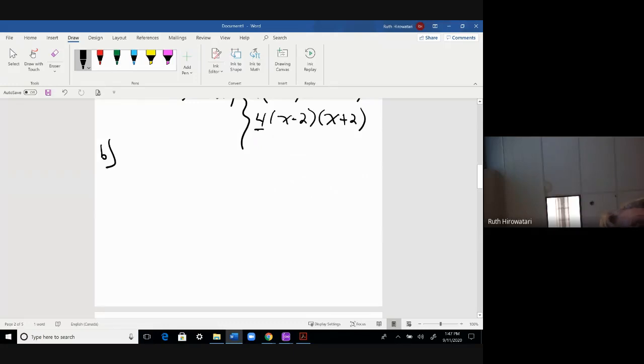Okay, a second example. Why don't you give this one a try? 2x to the 4th minus 18x squared. And remember what I said, GCF first. So I'm going to drink some coffee and give you 2 minutes to do that yourself, and type the answer in on Google Classroom.